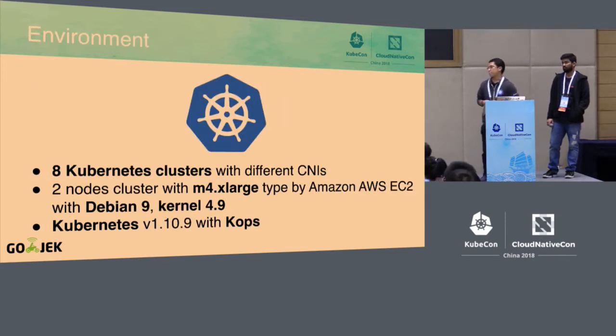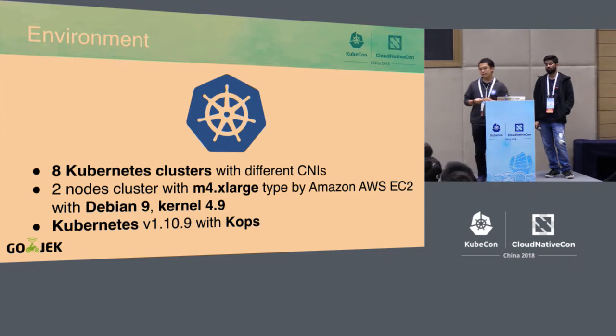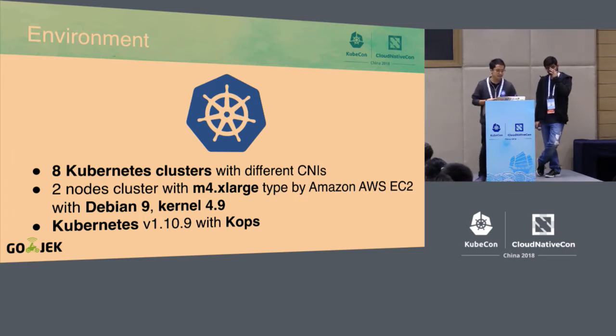This is the environment that we used in conducting the experiment. We spawned 8 Kubernetes clusters with different CNI plugins. We set this up with a minimal node size. It was a 2-node cluster. The master node we tainted so that we could spin up workloads in it. The size is M4 xlarge in Amazon AWS.